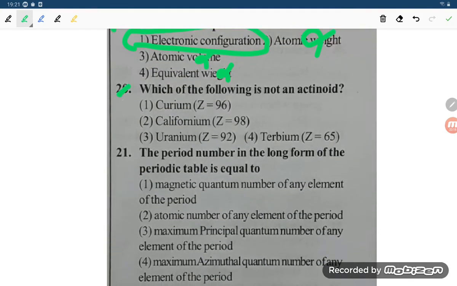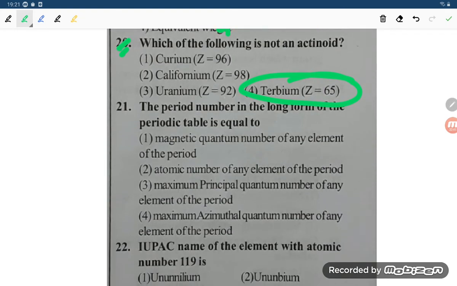Question number 20, if you see, student, which of the following is not an actinide? For question number 20, they are asking which is not an actinide. So option number 4, terbium, is not an actinide, student. Others are curium, californium, uranium, they all are actinides, but terbium is not an actinide, because actinides start from 92 and go to 103. So 65 is a lanthanide.